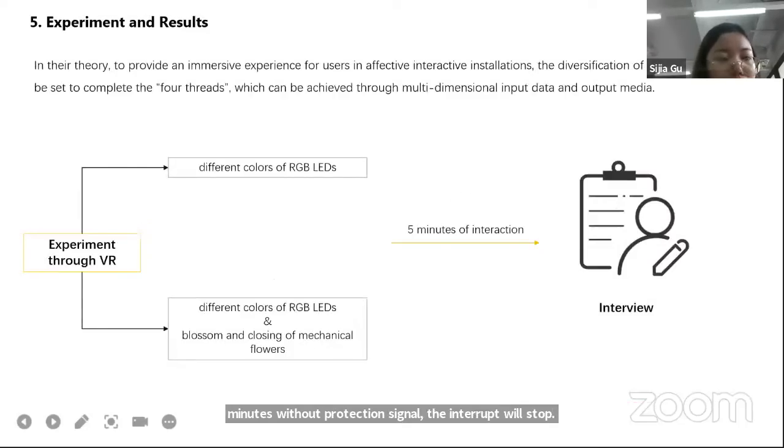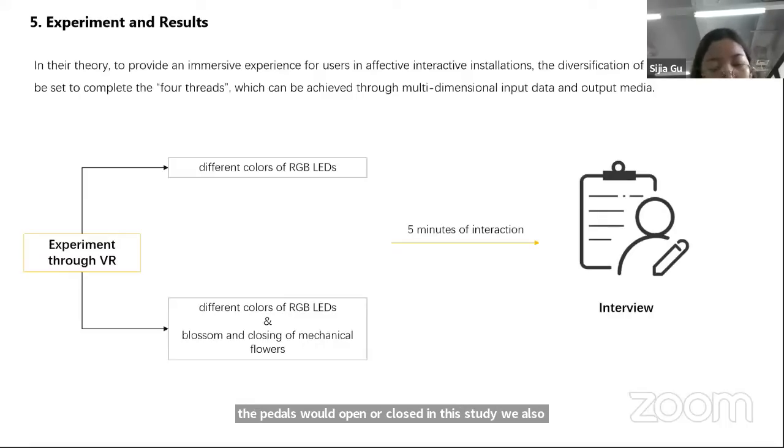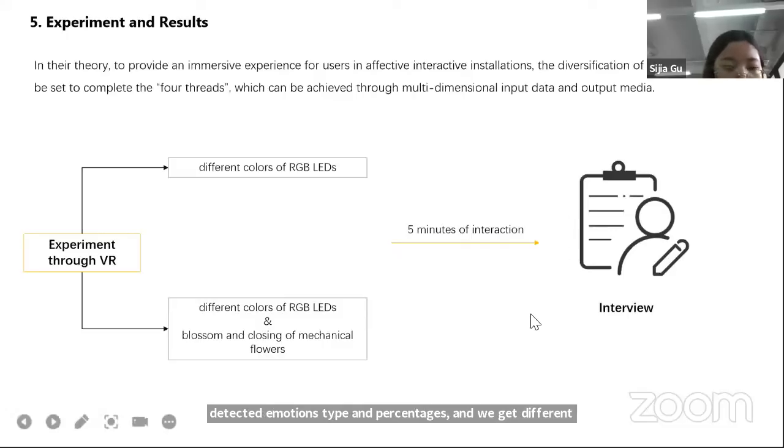And in order to verify whether diversified interfaces are indeed helpful to improve users' experience, we conducted an evaluation experiment through VR to experience the installation with 2 different interaction settings. In the first setting, we made the prototype recognize emotion types and turn the data of types into different colors of RGB LEDs. And in the second setting, we detected people's location and the petals would open or close. In this setting, we also detected emotion types and percentages, and we got different actions of mechanic flowers.